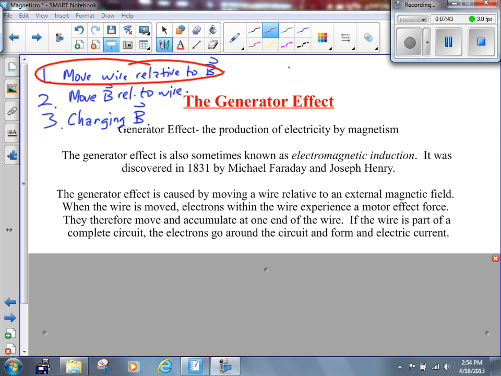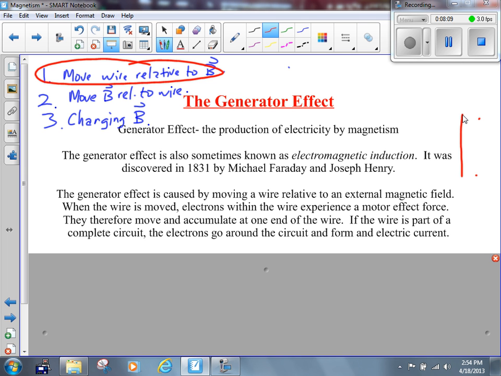When we do move that wire relative to the magnetic field, electrons start moving. And we'll talk in just a minute about why those electrons start moving. But for now, just trust me. The electrons start moving. If you've just got a wire like this, then those electrons are going to start accumulating at one end of the wire. You're going to get a buildup of charge at one end of the wire. That's going to give us a potential difference. It's going to give us a difference in energy per coulomb between one end and the other end.